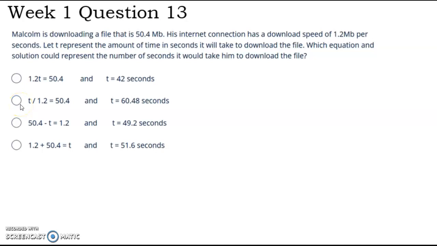Alrighty, we are on week 1, question 13. Malcolm is downloading a file that is 50 megabytes. His internet connection has a download speed of 1.2 megabytes per second. Let T represent the amount of time in seconds it's going to take to download this file.